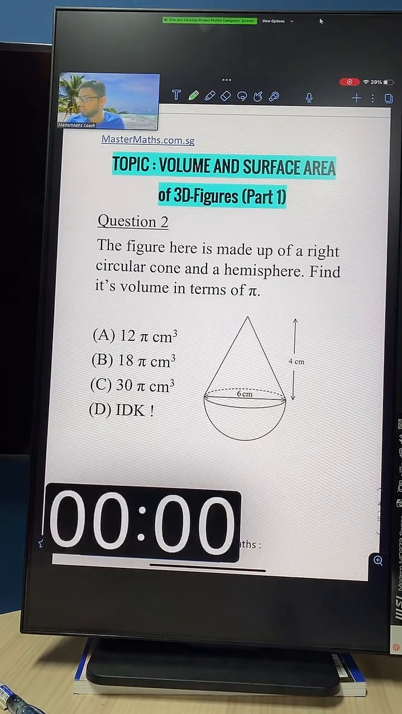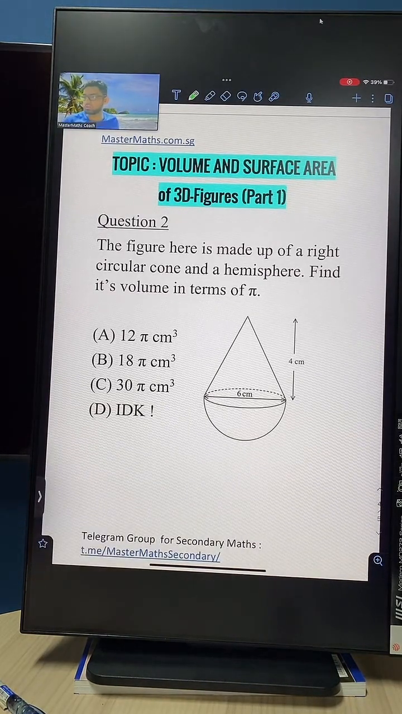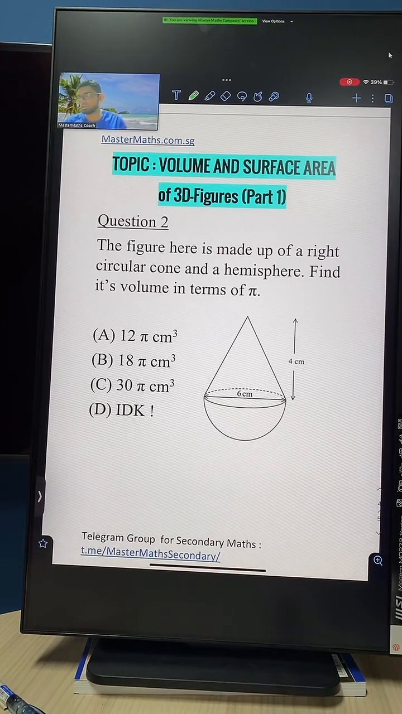Good day to you. Alright, my friends, let's discuss the answer for this. Is it A, B, C, or D? Which is your best choice here? Now in order to find the total volume, guys, you need to break this up into two shapes.